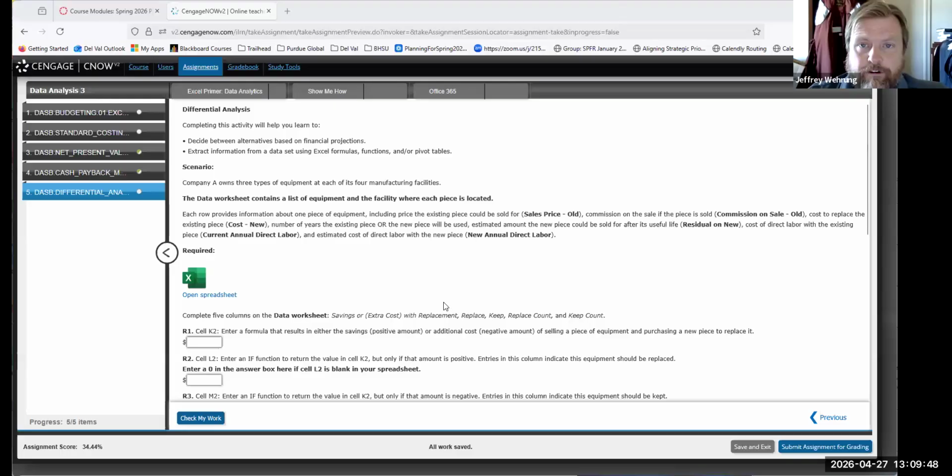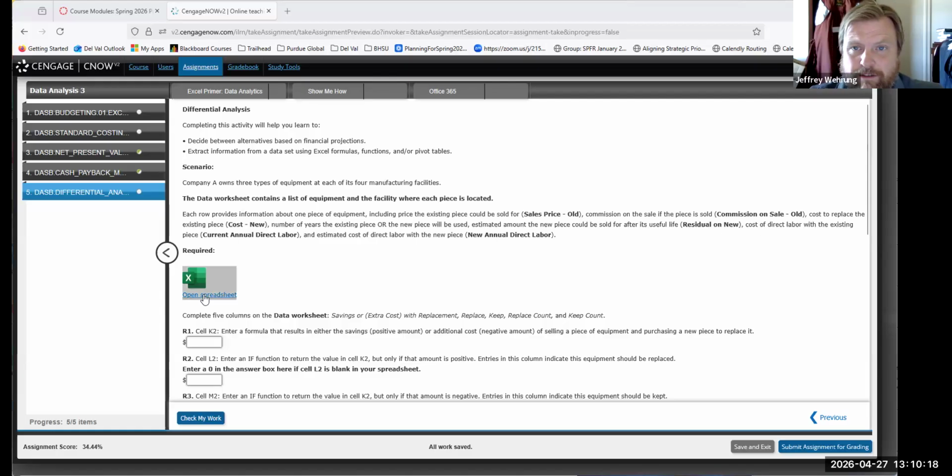Okay, we're going to look at the differential analysis data analysis problem. So, okay, we are going to open up the spreadsheet. Each row provides information about one piece of equipment, including the price the existing piece could be sold for, commission on the sale if the piece is sold, cost to replace the existing piece, number of years the existing piece or the new piece, estimated amount the new piece could be sold for after its useful life.